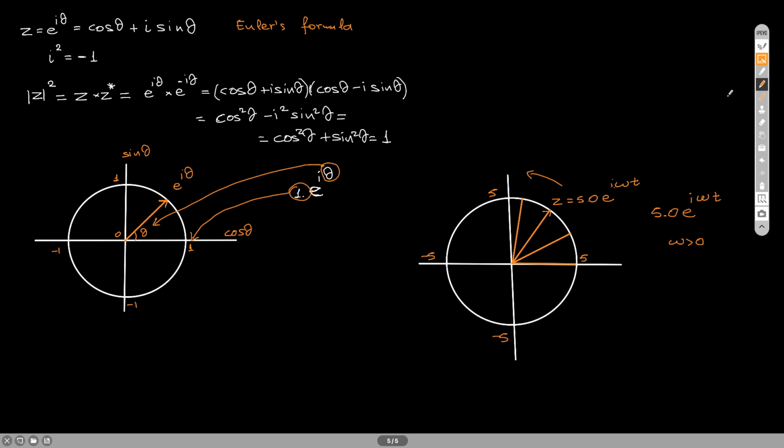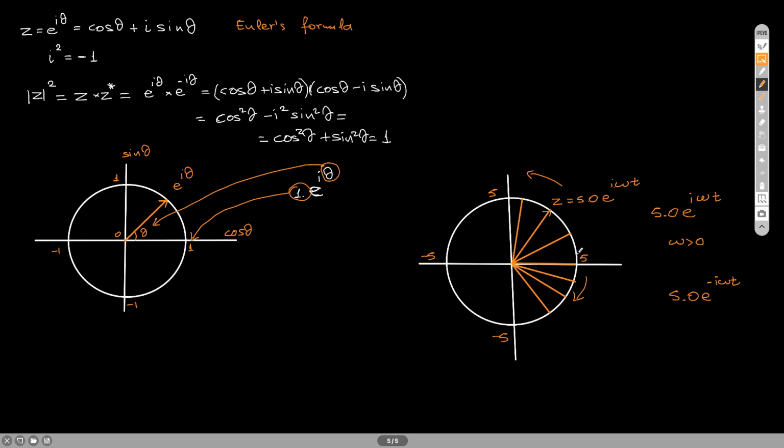Now, if I make a small change, if I say, now I want to do 5e to the minus i omega t, then your complex number is doing something similar. You do start at t equals 0. Your complex number starts from here, but then instead of moving counterclockwise, after a little bit of time, your complex number is going to lie here. If you wait a little bit more, it is going to be here, a little bit more, here, and so on. So if your argument here is a negative number, then your complex number is going to be moving in the clockwise direction.